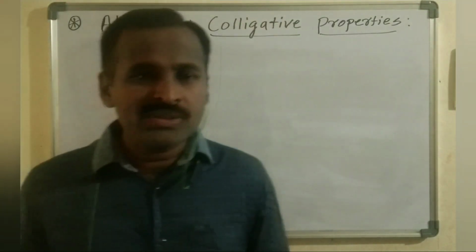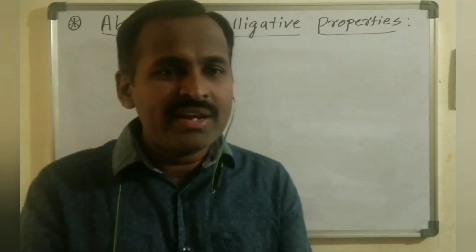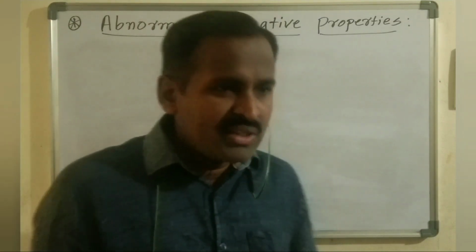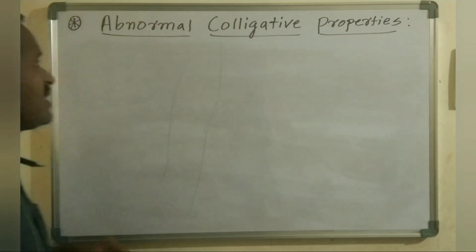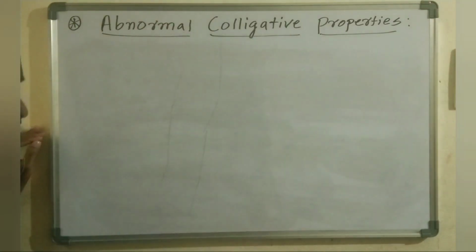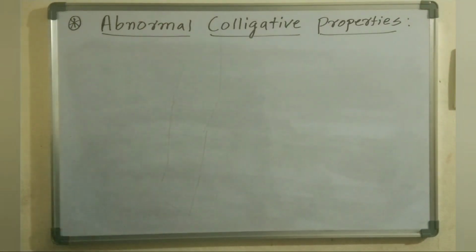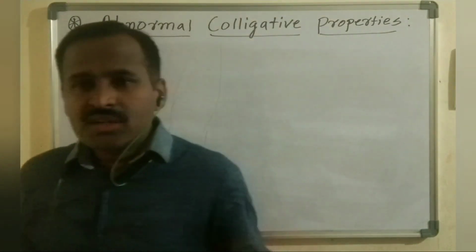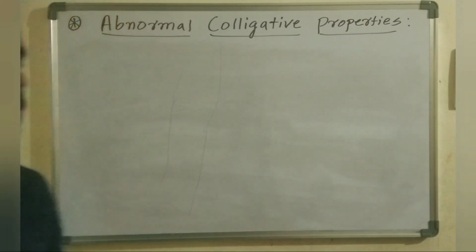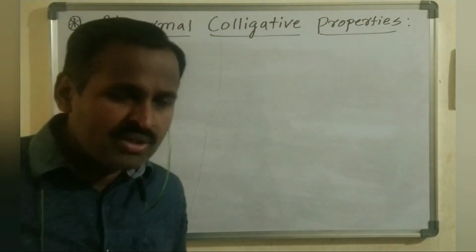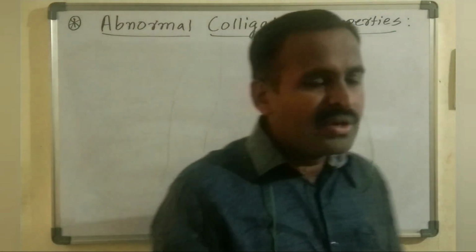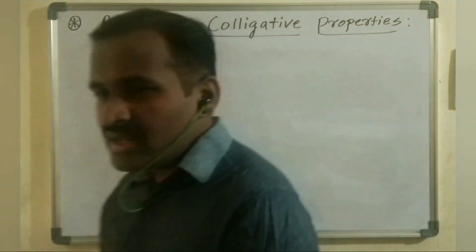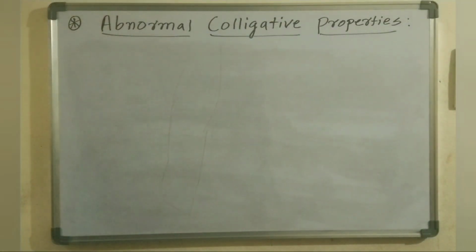I'm Venkatesham. I'm going to discuss colligative properties. In this video, I'm going to discuss abnormal colligative properties. When a non-volatile solute undergoes dissociation, how can we find the degree of dissociation? If a non-volatile solute undergoes association, how can we find the degree of association? That is what we are going to discuss in this class.